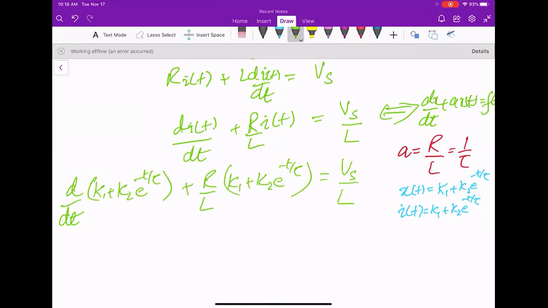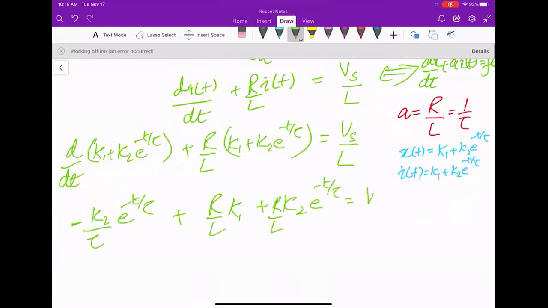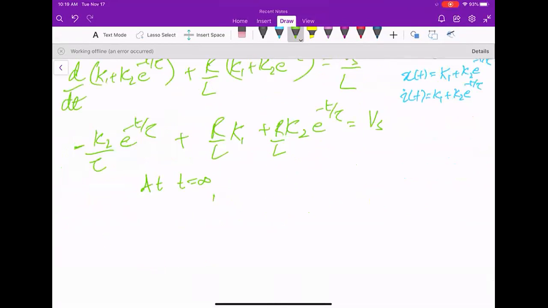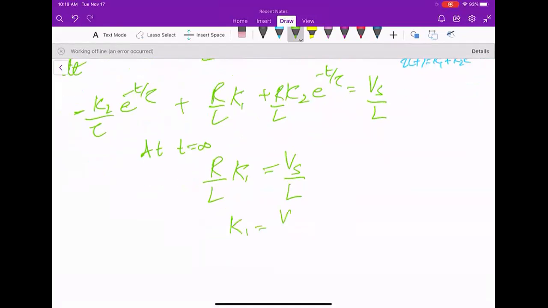So this will become K2 by tau minus e minus t by tau plus R by L K1 plus K2 R by L e minus t by tau is equals to Vs by L. So at t equals infinity, this will become R by L K1 is equals to Vs by L, right? So this will become K1 is equals to Vs by R. Sounds good?